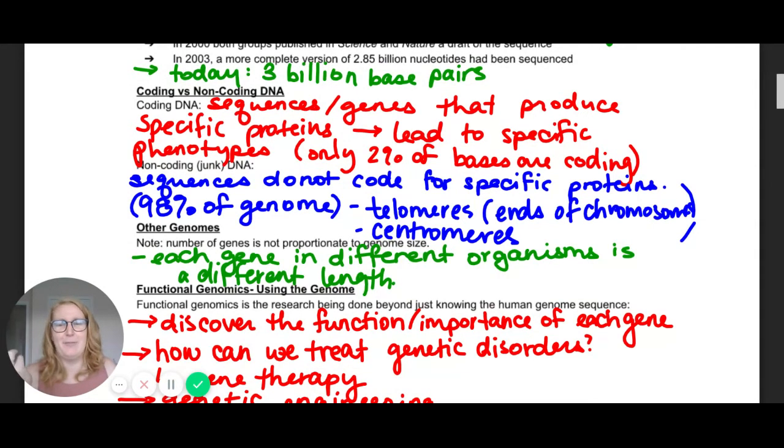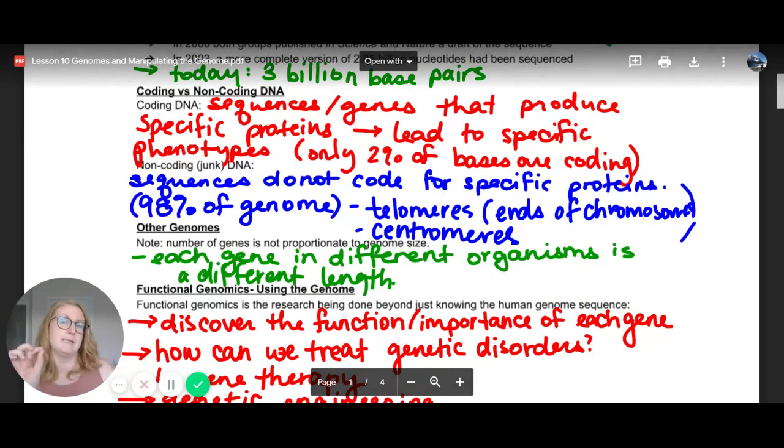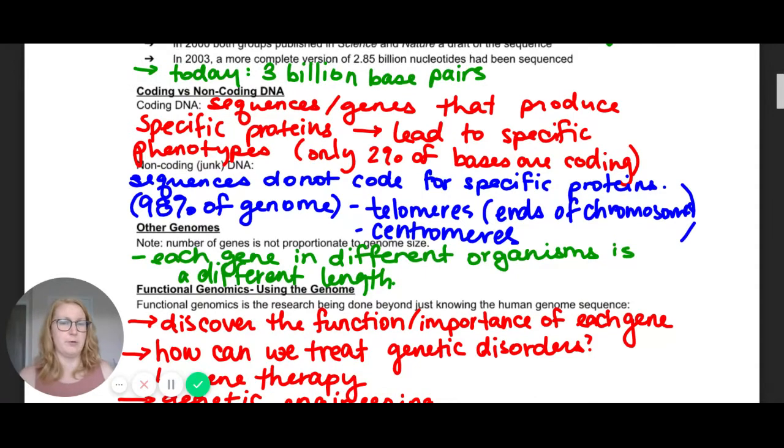And I put here in brackets junk DNA. In fact, it's not really junk because we've found out since that it's actually extremely important for things like the structure of the chromosome. It's also what forms the centromeres, which we talked about in meiosis, which allows the chromosomes to be separated and moved around and all types of things like that. They do not code for specific proteins. So they don't contain information for proteins.